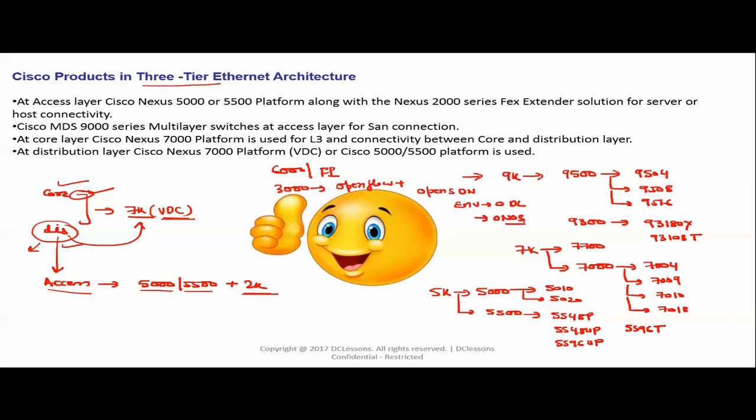Now after that, we talked about all the three types of Cisco data center architecture: single layer architecture, two-tier architecture, and three-tier architecture. So with all these types covered, we completed this module, right?